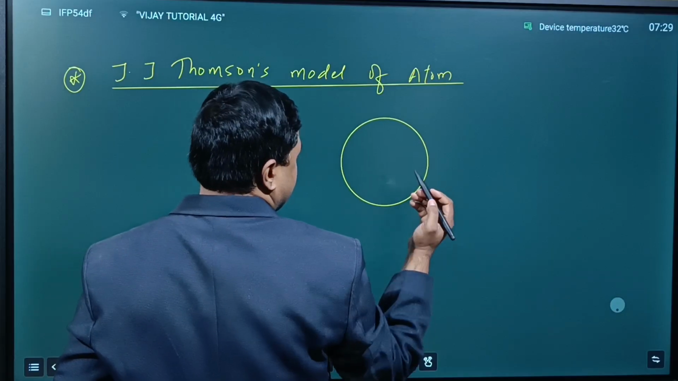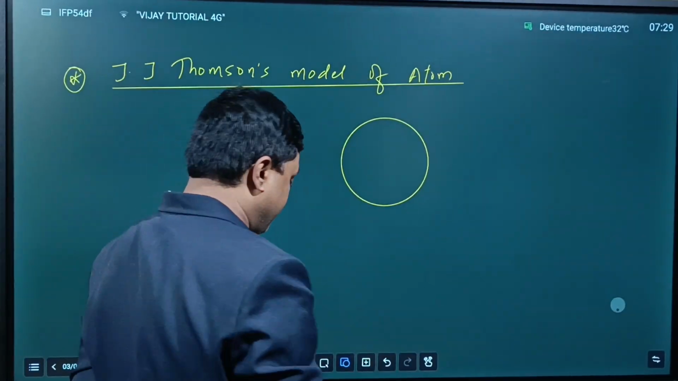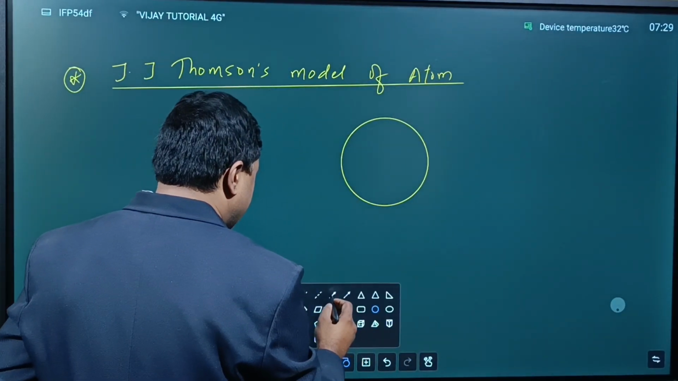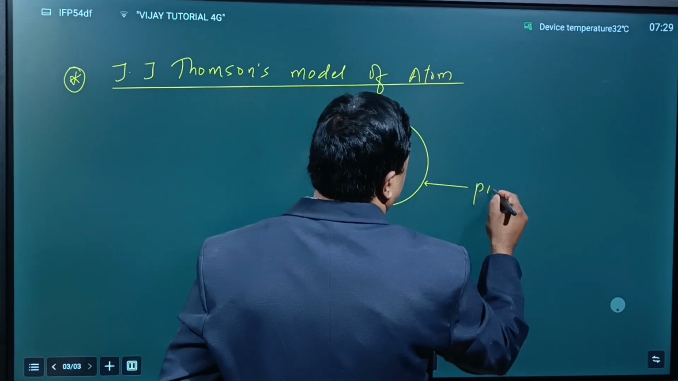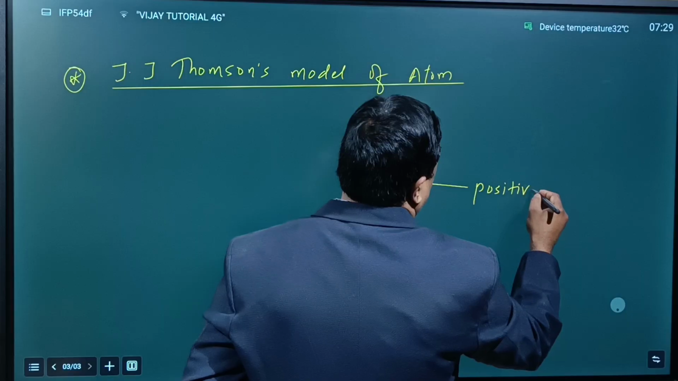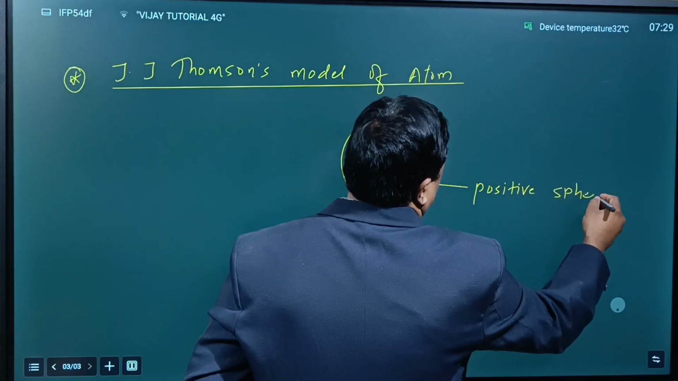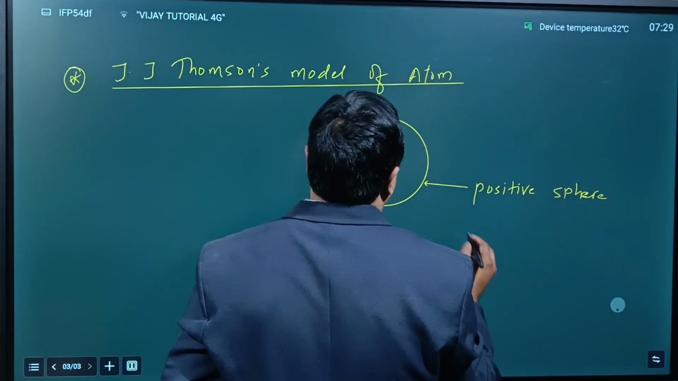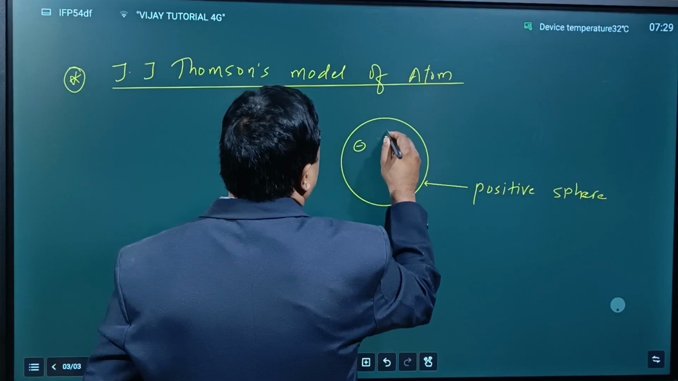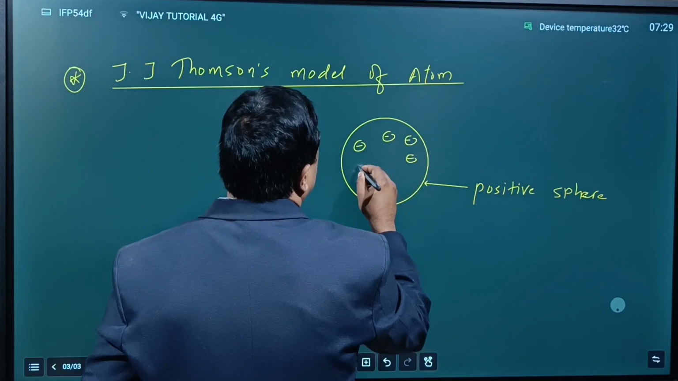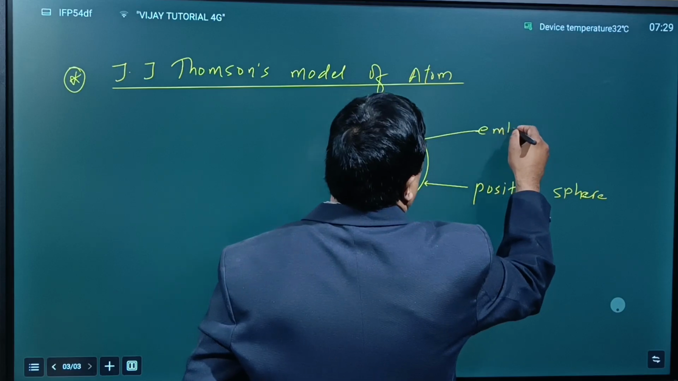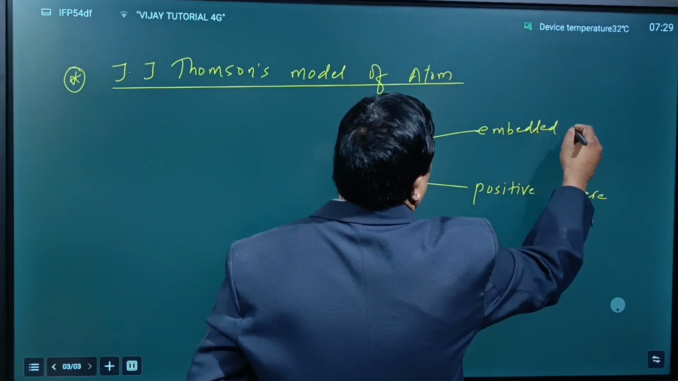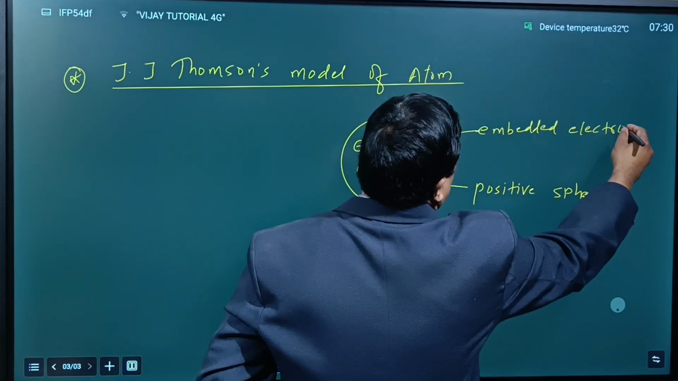This is a sphere actually. He told the atom is a sphere of positive charge. So what is the nature of this sphere? It is positive. This is a positive sphere, in which negatively charged particles called electrons are embedded. You can see these are the embedded electrons. Is it clear?